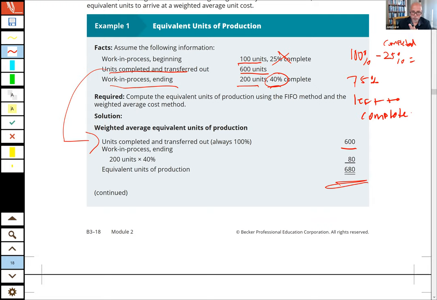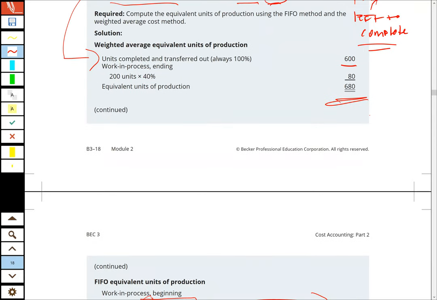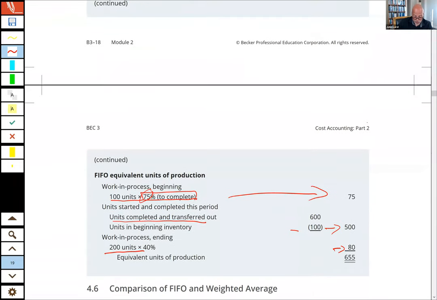Let the man finish his question, please. I'm sorry. Okay, so 100% minus 25% means that there was 75% left to complete, right? Which is what they're saying under FIFO. It's a different way of doing it. You only give yourself credit for what work you did this period. So if 25% was already completed, then you only did 75% of the work this period, right? Okay, so under weighted average, that 25% complete was completed last month. In both cases, it was completed last month.